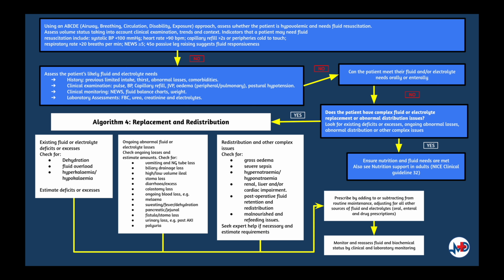Also, assess for any ongoing abnormal fluid or electrolyte losses, such as through vomiting and nasogastric tube loss, biliary drainage loss, diarrhea or excess colostomy loss, melena, sweating, fever. These are all insensible losses. So, upon identifying the likely amount that has been lost over a day, you can then decide on prescribing by adding more on to the routine maintenance.